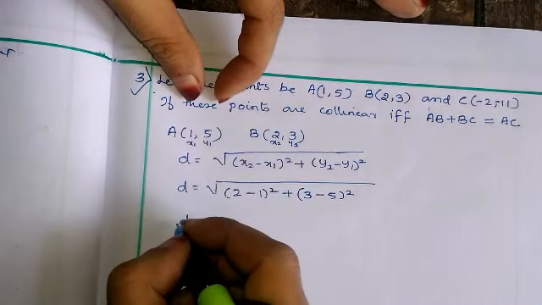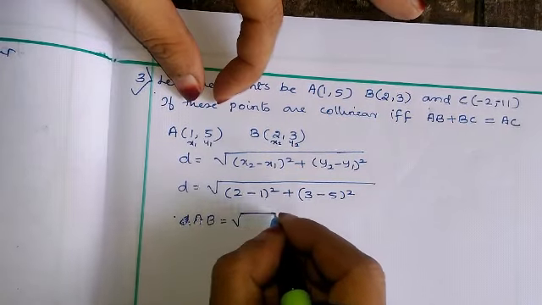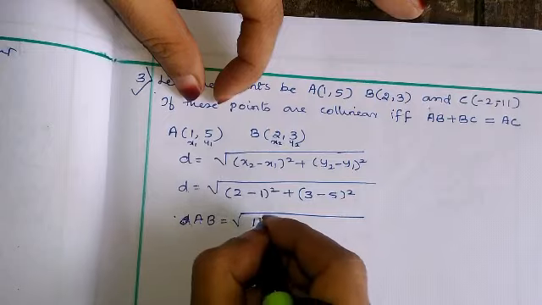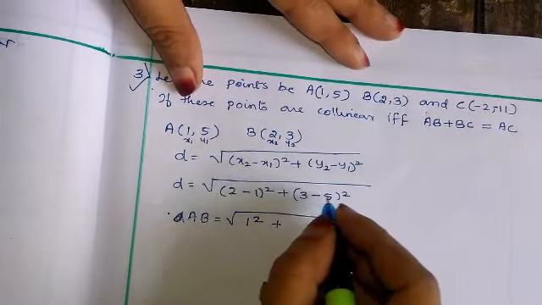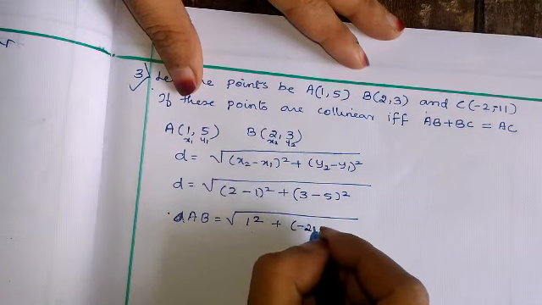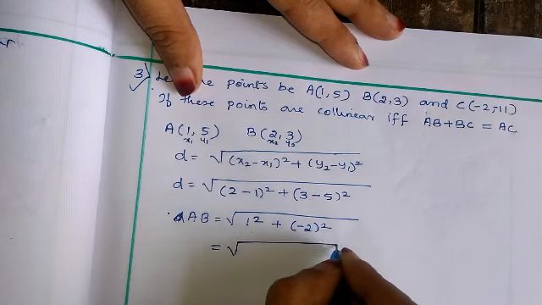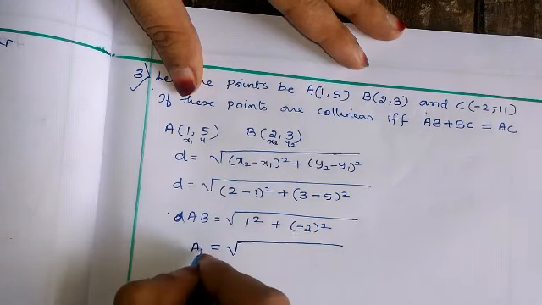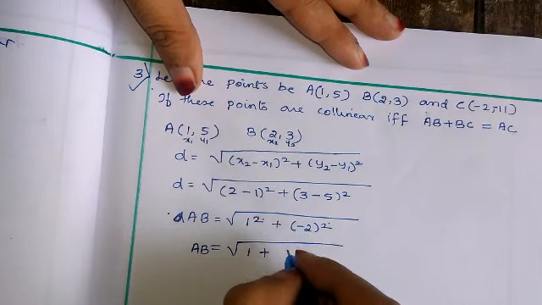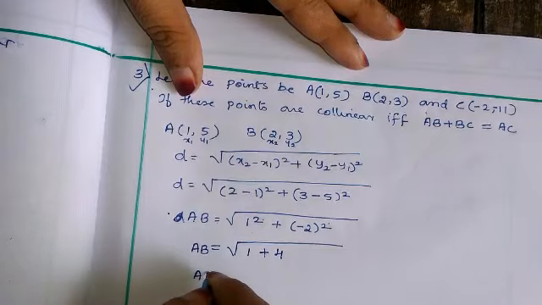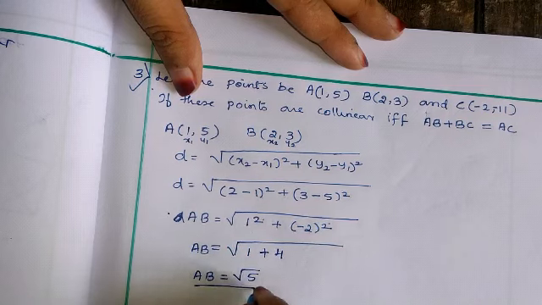Distance between what? AB. Now here AB is equal to root of (2 minus 1 is 1) square plus (3 minus 5 is minus 2) square. I have told repeatedly that minus square is nothing but plus. 1 square is 1 plus minus 2 square is 4. So AB, what will we get? Root 5. AB we got root 5.